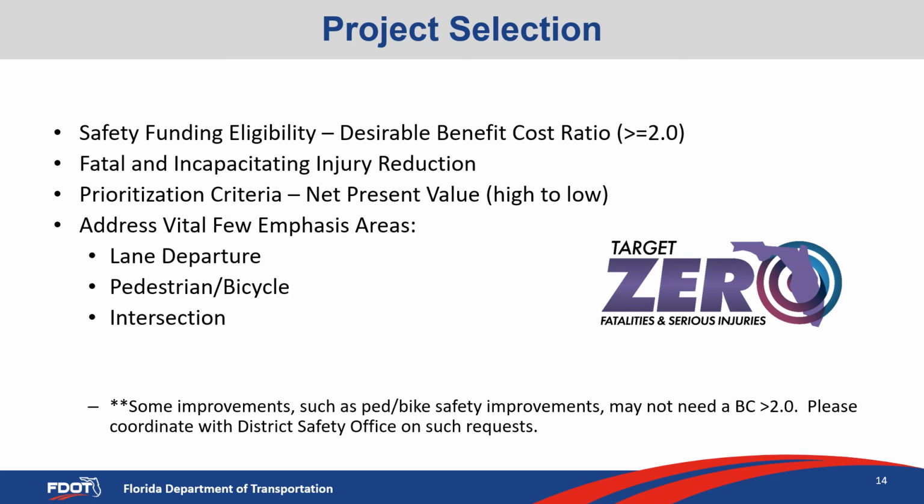A part of the prioritization criteria will be the net present value, the value of the project through the future, which we discussed calculating previously. The district will also review projects that are addressing the vital few emphasis areas, which include lane departure crashes, pedestrian and bicycle crashes, and intersection crashes.